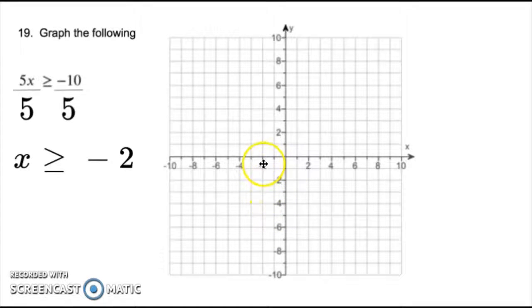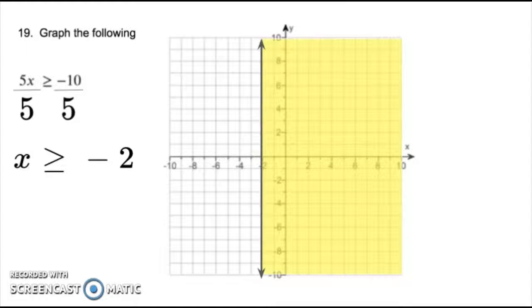X equaling a number is a vertical line. There is a line under it, so it will be a solid line. When you are shading the inequality of that, you shade the way it's pointing, which will be on the greater than side. So you shade that, and this will be my graph for number 19.